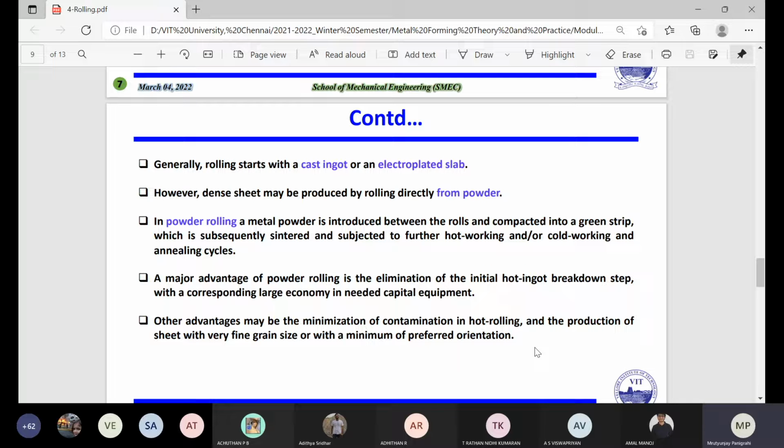If you want, you can go back to that metal working. I have taken the same example of the rolling. Two rolls were there and the metal piece was passing, and you can see how the microstructure was changing there. You can have a look at that when you have free time, right? Is it clear?